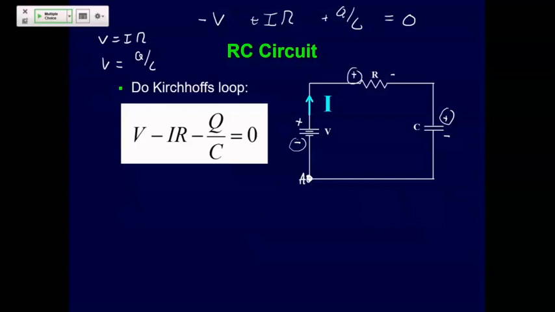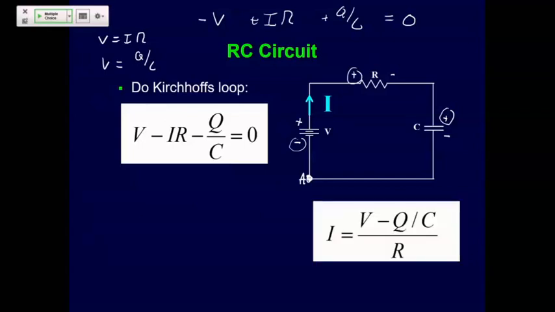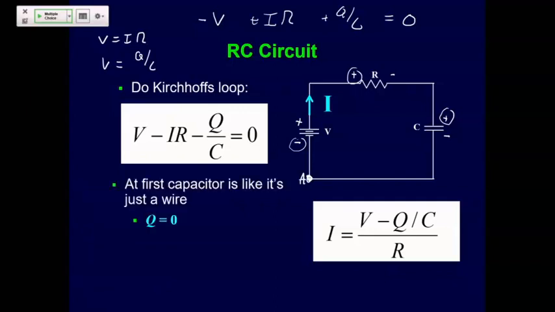Now, what we can do is think about this a little bit, and we can solve here for the I. If I'm charging up the capacitor, what is that Q on the capacitor going to be when I start? Can anyone tell me? It'll be zero, right? So initially, at time zero, this equation I just wrote will look something like this: I is equal to V over R, which is just Ohm's law.